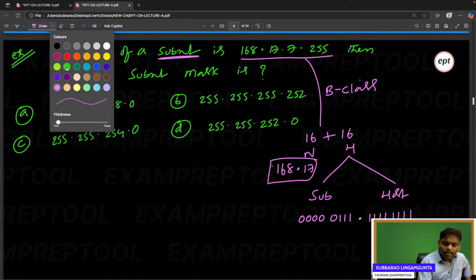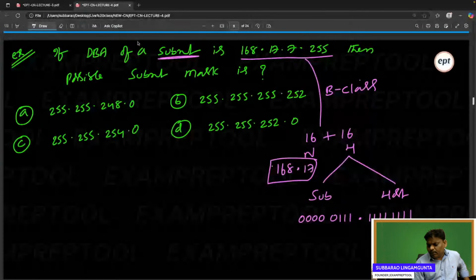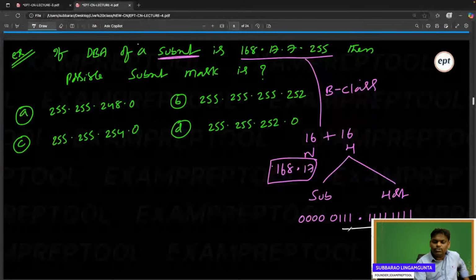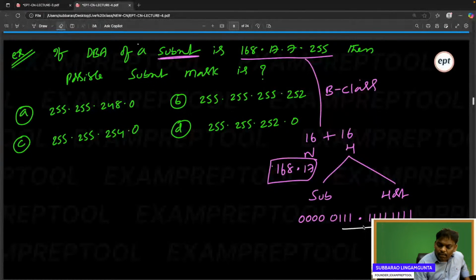But the problem here is, DBA means the host part is all ones, but a total of 16 bits are there. All these 16 belong to host or not, I don't know. Maybe some bits belong to the subnet also. Right? Because of it, the DBA host bits are all ones. But until which place is the host? How do I know? Nowhere is it mentioned. So let me write now. Don't know.